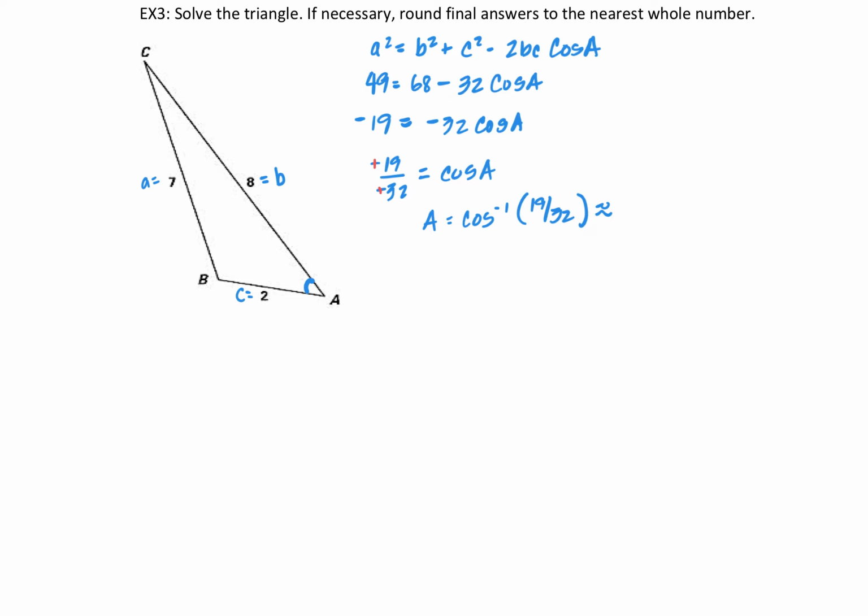Now, if you're putting a negative value into your cosine inverse function, you're going to get an angle in quadrant 2. Again, cosine is negative in quadrants 2 and 3, but angles in quadrant 3 are too large to be part of an angle of a triangle. So that's what's nice about the cosine function when you're looking at cosine inverse.